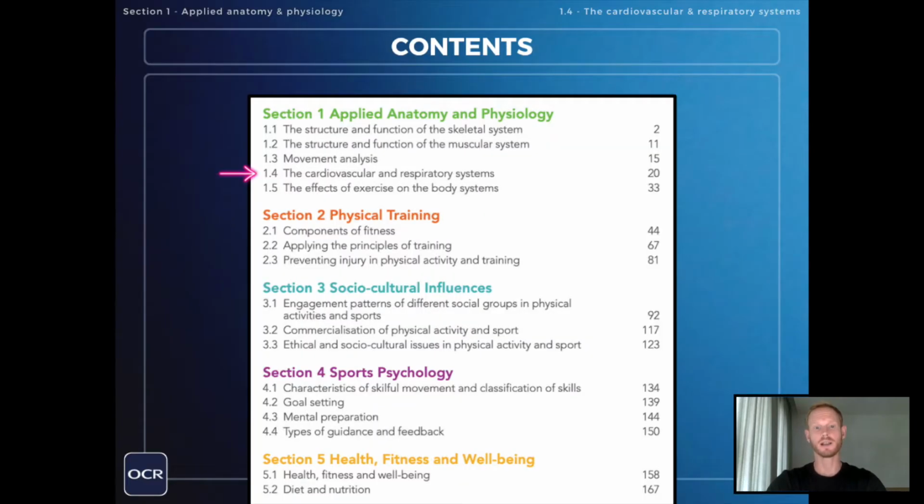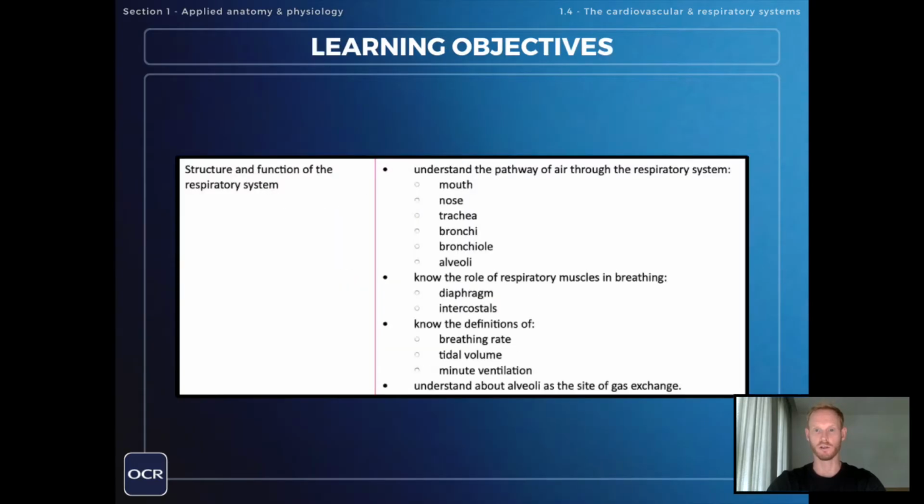In this one we'll be breaking down past exam questions relating to topic 1.4, specifically the second set of learning objectives on the structure and function of the respiratory system. If you feel you need a recap of the content at any point during this video, you'll find another video covering everything you need to know in the description.